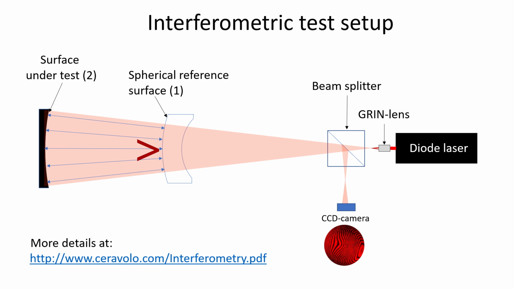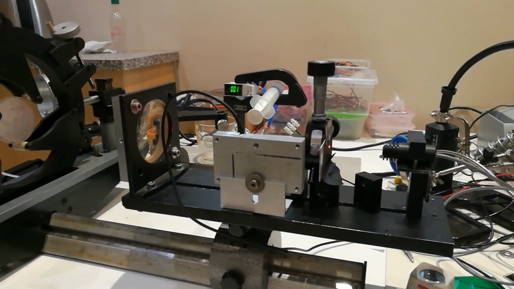By the way, any wavefront deformations caused by the rest of the optical elements, such as the beam splitter or the gradient index lens, are irrelevant for the interference pattern, because both beams use the same common optical path to reach the CCD sensor. So here's the setup in real life.